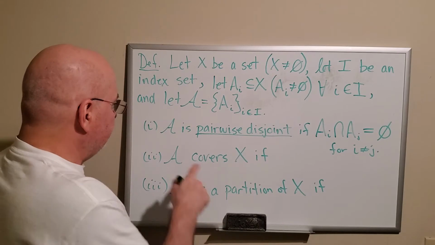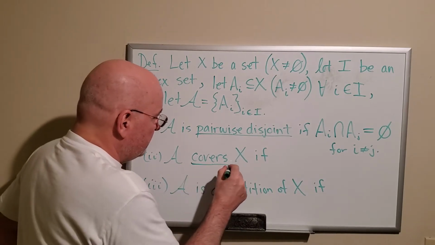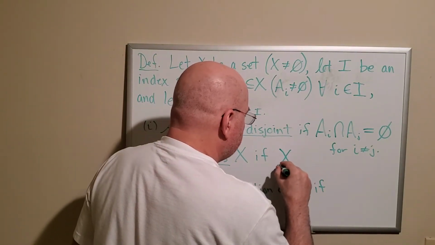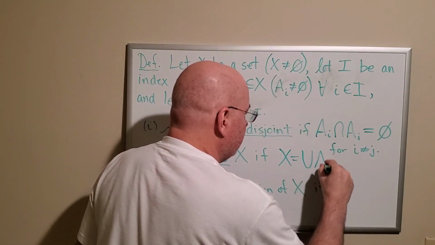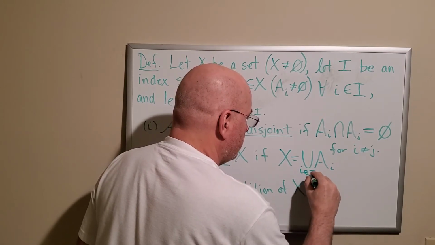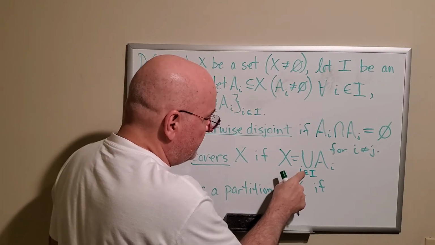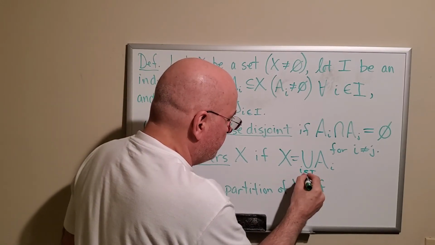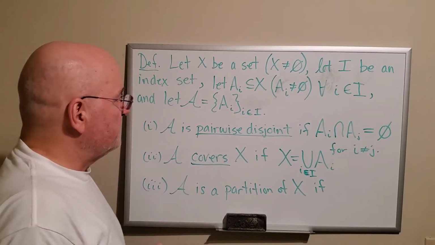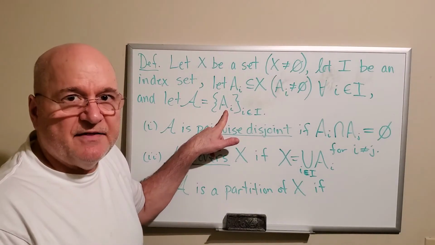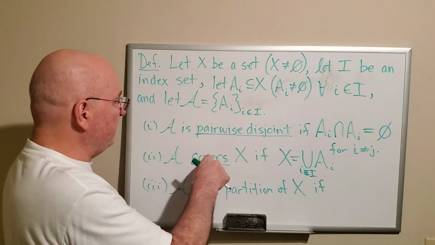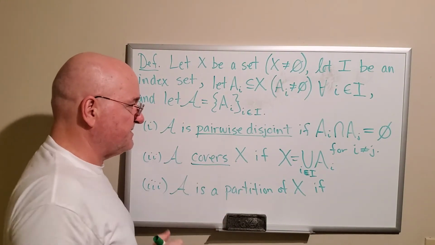The next definition is: script A covers the set X if X is equal to the union of the A sub i, where i is an element of capital I. So if you union all of these subsets of X together, you get X. That means that this collection of sets covers X.